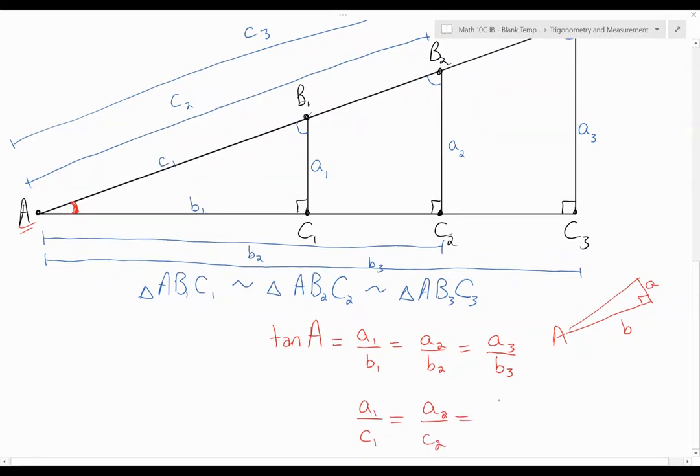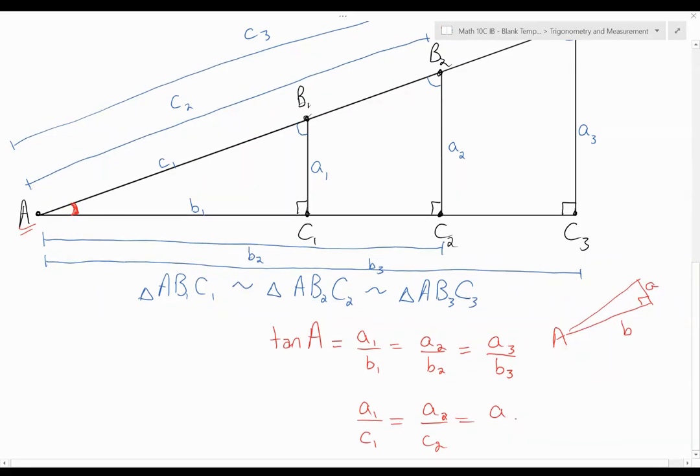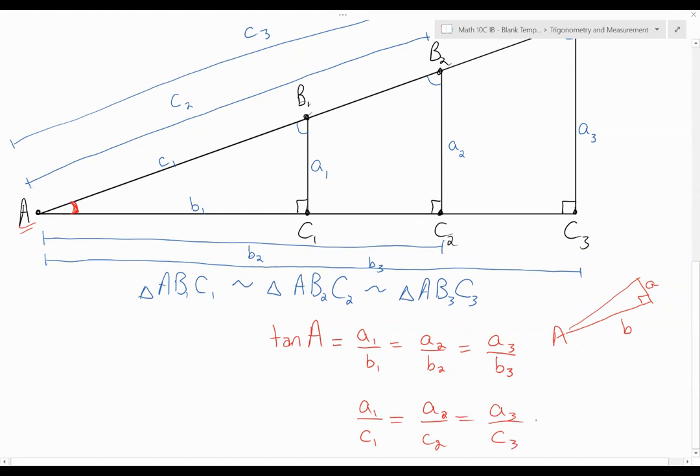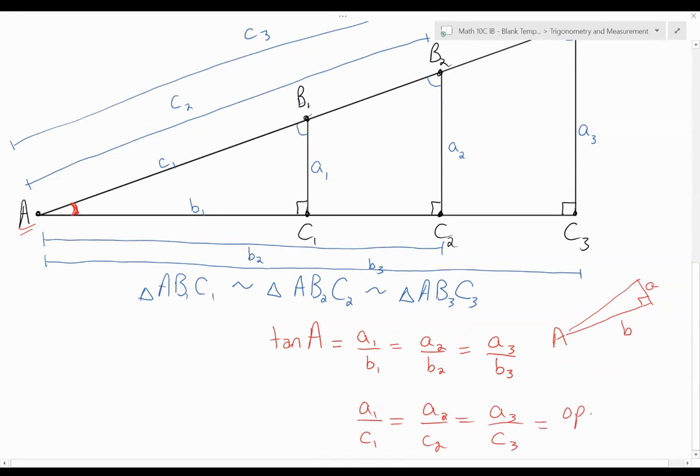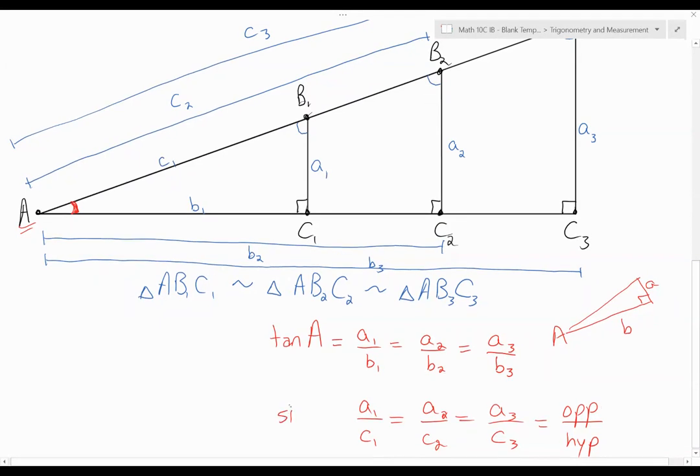And this is where I'm looking at the opposite side, the opposite leg, and dividing it by the hypotenuse. So this is the opposite over the hypotenuse. We call that the sine ratio of A.